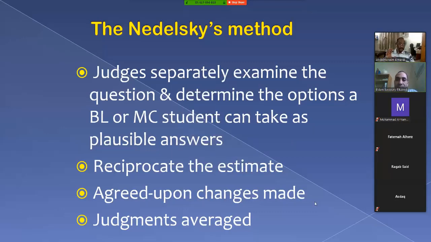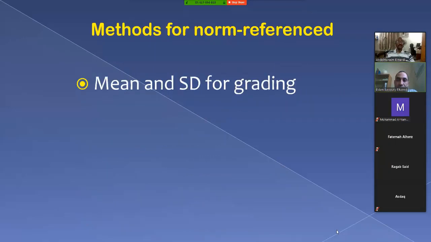So this is the second method of standard setting for criterion referencing. Now, for the method for norm referencing, you calculate the mean and standard deviation for grading. So Islam, you said only 50% of the students passed, or the pass mark was 50? Yeah, the average pass mark. The average pass mark. So in addition to the average, you need to calculate the standard deviation. It is not the average pass mark, it is the average performance, and there is a big difference.